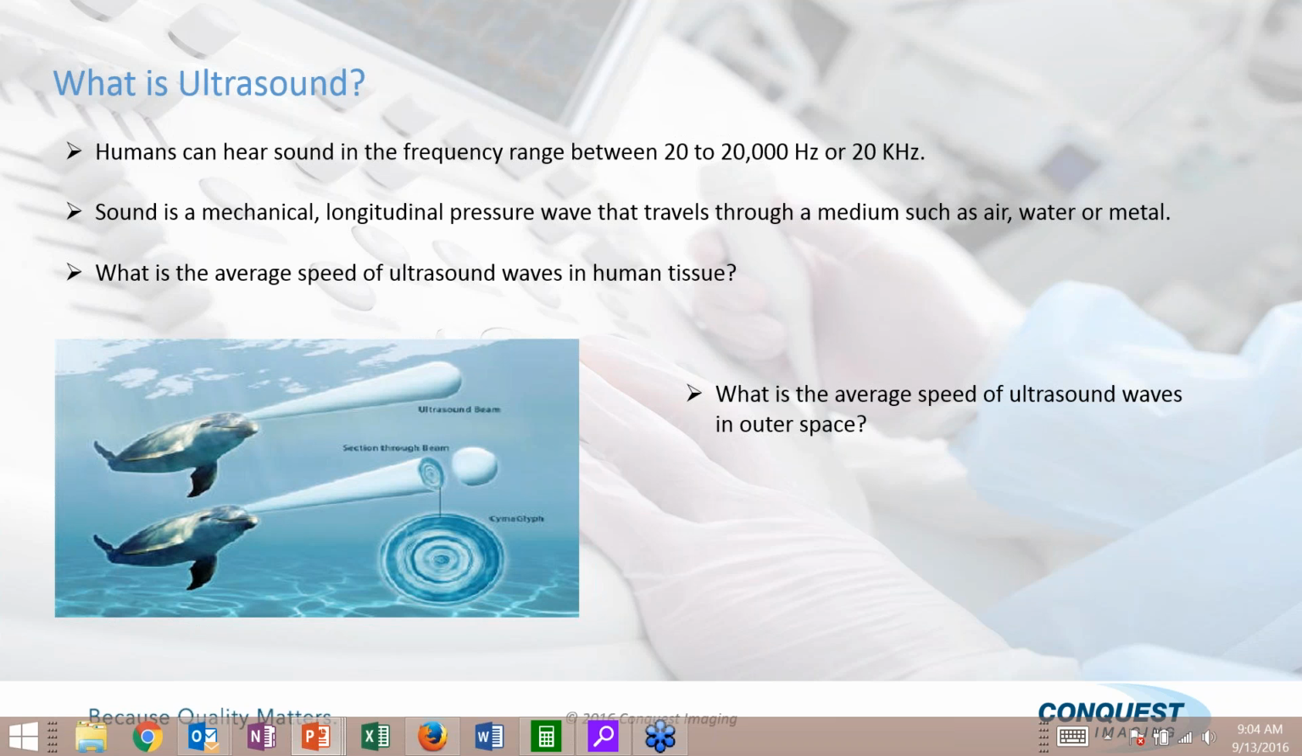What is the average speed of ultrasound waves in human tissue? Where this becomes important is when we look at frame rates, or how fast an ultrasound system can operate. The average speed of ultrasound waves in human tissue is 1,540 meters per second.